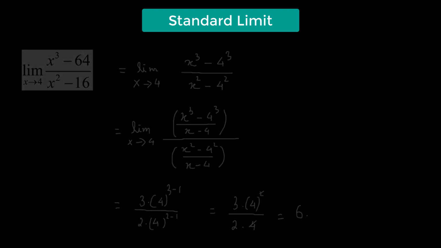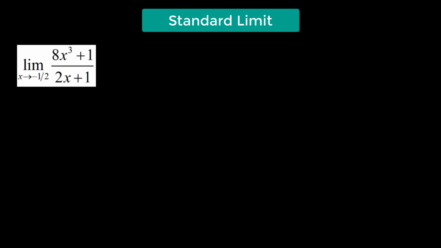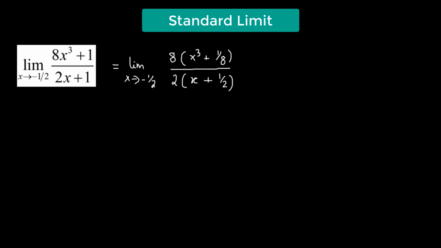So we need to determine the limiting value of the given function when x approaches negative half. First, we are going to factor out 8 from the numerator. That will leave us with x cubed plus 1 over 8, divided by, so we will factor out 2 from the denominator, x plus 1 over 2. So 8 divided by 2 is going to be 4, and we're going to take it out of the limit. So we have 4 times the limit x approaching negative half of x cubed plus 1 over 8, and 1 over 8 can be rewritten as negative of negative half cubed.